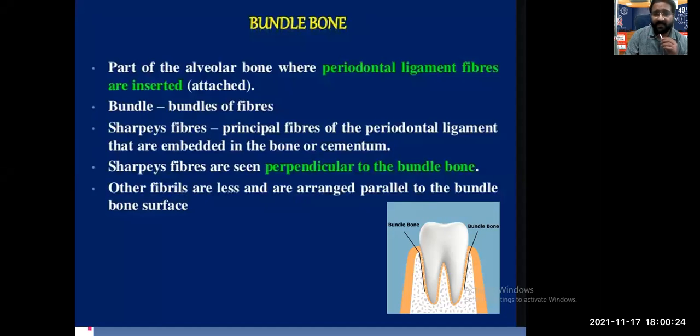It is a part of the alveolar bone where periodontal ligament fibers are inserted as a bundle, especially the Sharpey's fibers, which are the principal fibers of the periodontal ligament, embedded to the cementum through the bundle bone. It is in the form of a cribriform plate through which the blood supply to the periodontal fibers is provided.